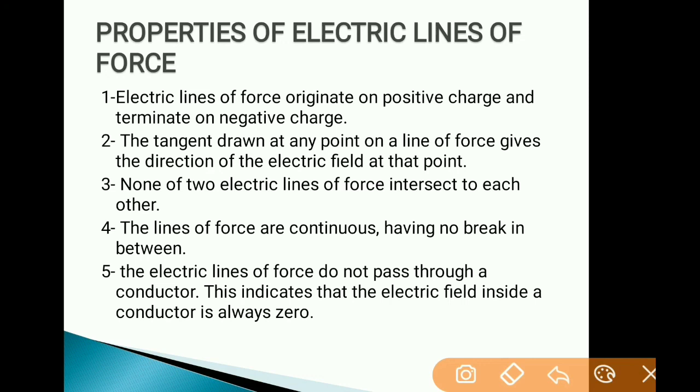And the fifth one, the electric lines of force do not pass through a conductor. This indicates that the electric field inside a conductor is zero. This is also the experimental outcome: if you are inside a conductor and you try to draw the electric lines of force, you will not get any certain direction of the electric field. That is why there are no electric field lines present inside the conductor. And that will also be derived using Gauss law. So after Gauss law I will again discuss this point.